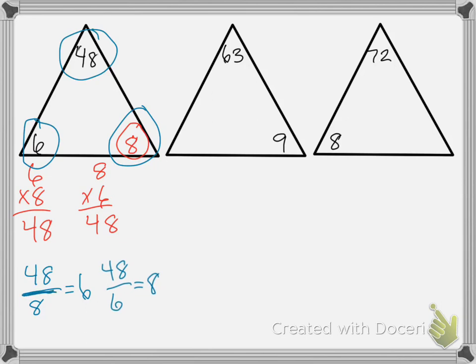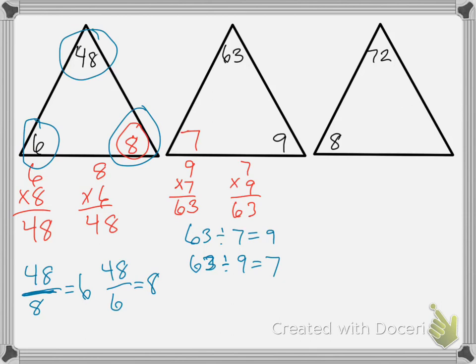Okay, what about the number 63? So the missing factor, 9 times something is 63. Well, I know that 9 times 7 is 63. So my multiplication facts are 9 times 7 is 63, or 7 times 9 is 63. There are also two division fact families, and we can write them this way. 63 divided by 7 equals 9, or 63 divided by 9 equals 7.